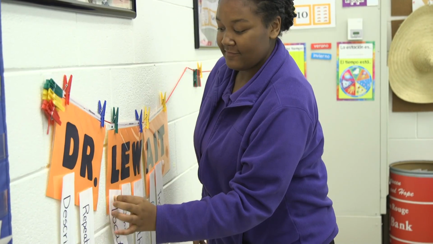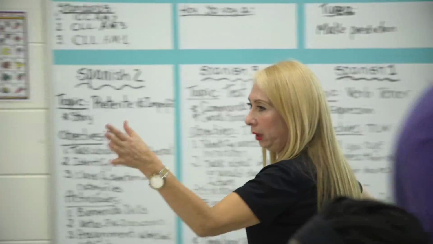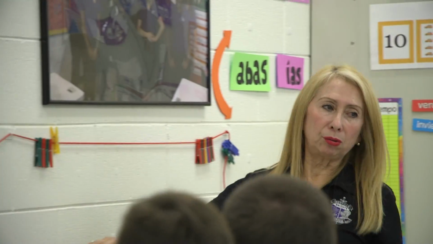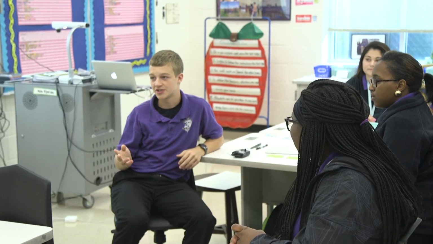Anybody else has the card? So what is the mean? What is this? And we have this classifications. That means that, anybody want to answer? Pretty sure that means whenever you're describing something, you're talking about a repeated action in the past, that's when you're going to use the imperfecto.